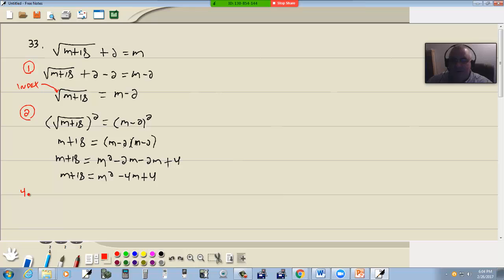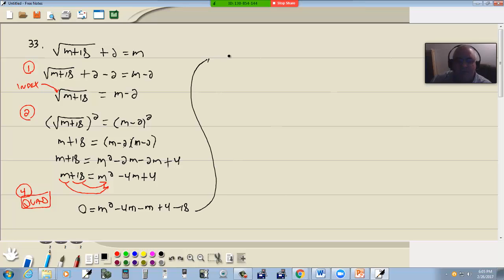Now step 3. If you have more radicals, go back to step number 1. We don't have any more radicals. Step 4. Solve for x. Well, this is a quadratic. The reason I know it's a quadratic is because it's got a second power, m squared. And for a quadratic, we have to get 0 on one side. So I take the 18, move it over, take the m and move it over. So we're going to have 0 is equal to m squared minus 4m minus m plus 4 minus 18. And we get m squared, negative 4m and negative m is negative 5m, and 4 minus 18 is negative 14.